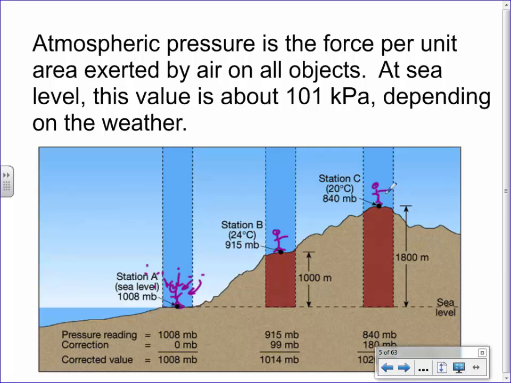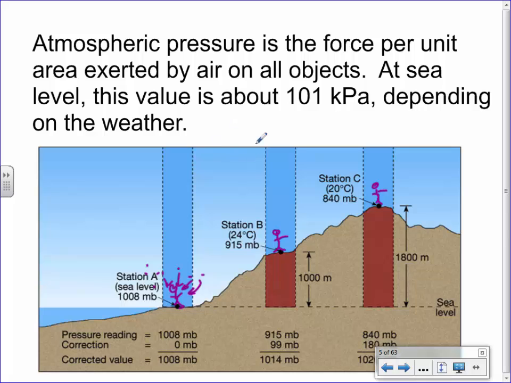What happens if you're standing way up on top of a mountain? There's way less pressure. Anybody ever been in an airplane or gone over a pass and you have to do the pop your ears sort of trick? That's because as we get higher up in altitude, there's less pressure because there's less particles to bombard you. Does that make sense?